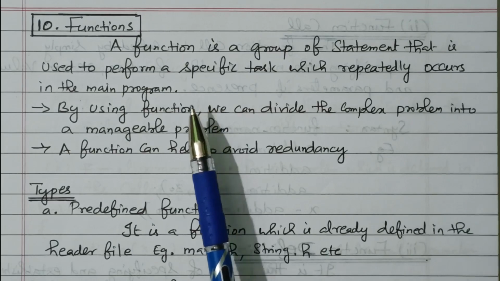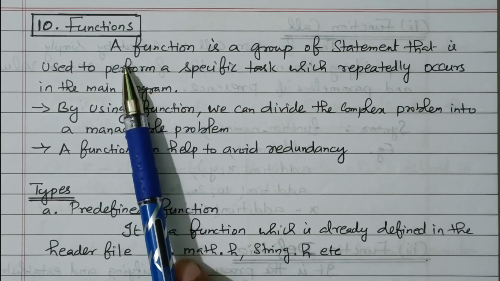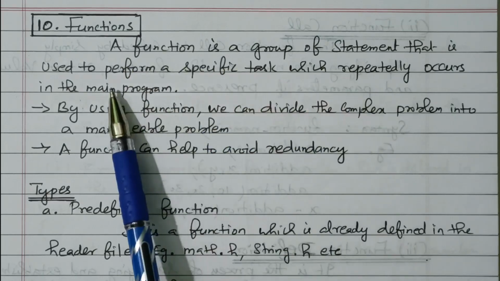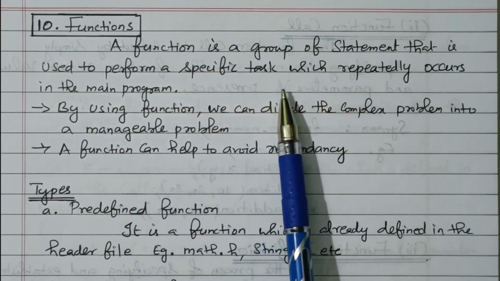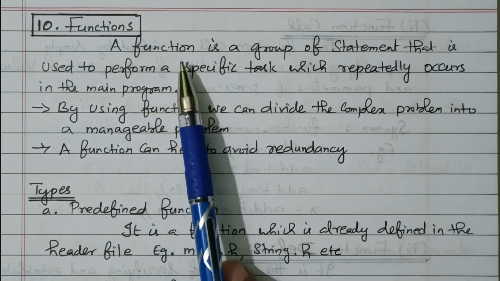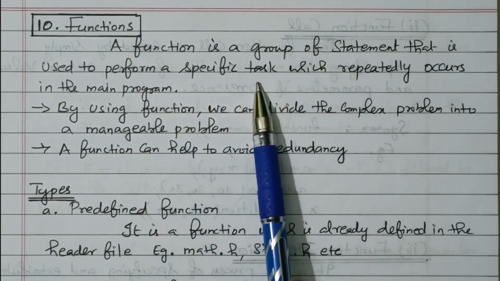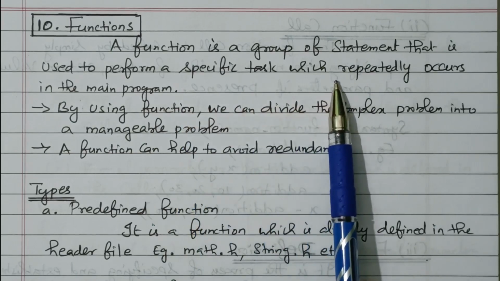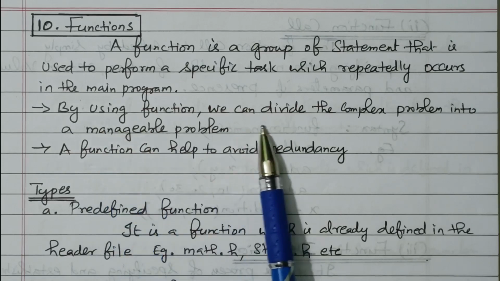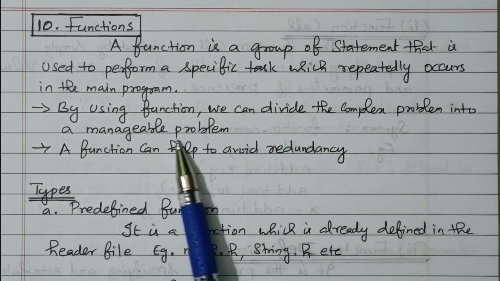Now we'll go to the topic. The function, details about the function. First we will see the definition of the function. A function is a group of statements that is used to perform a specific task which repeatedly occurs in the main program. So the function is also a set of statements that will perform the specific task repeatedly whenever we call it. So by using a function we can divide a complex program into manageable problems.